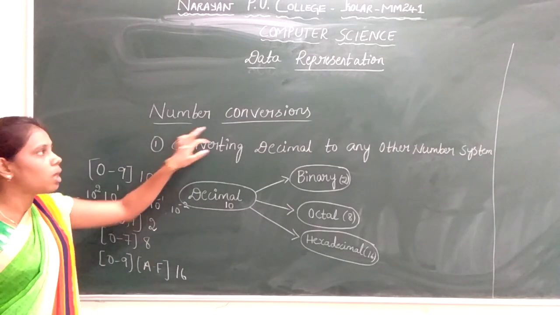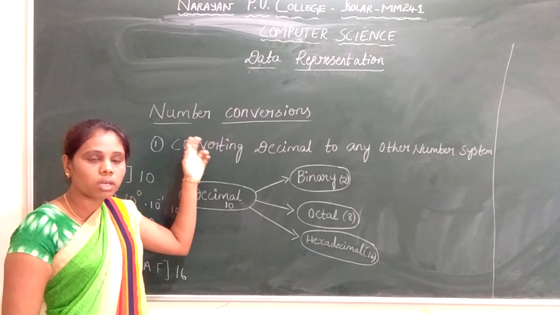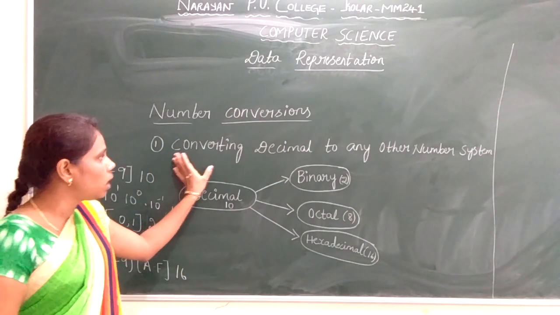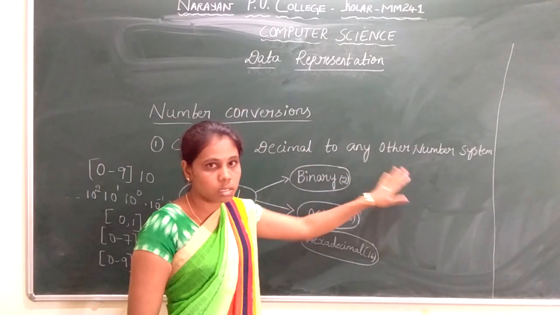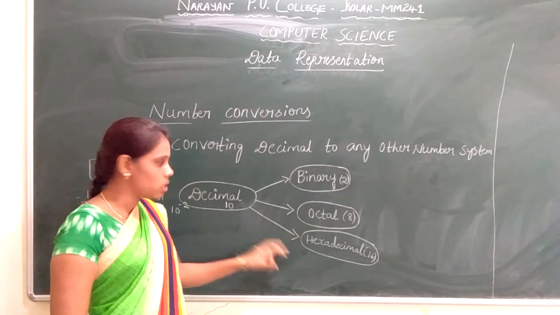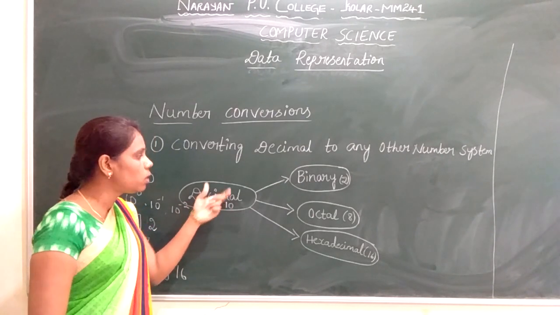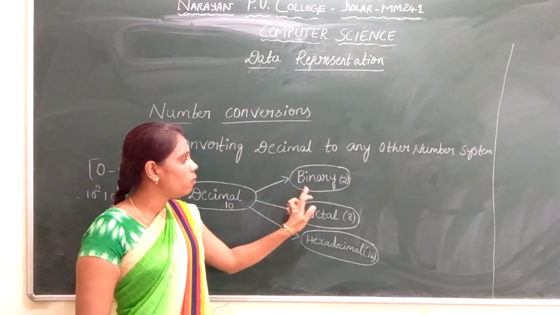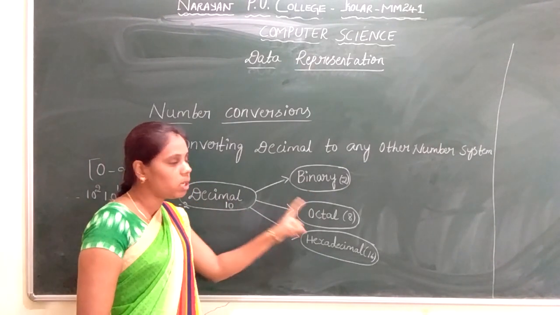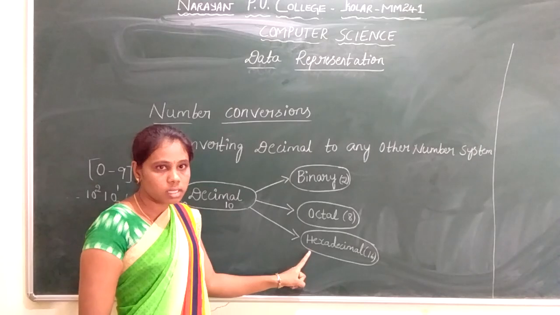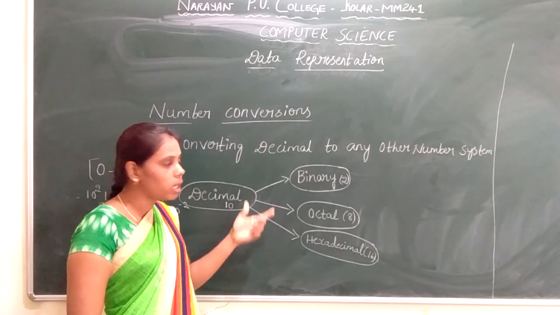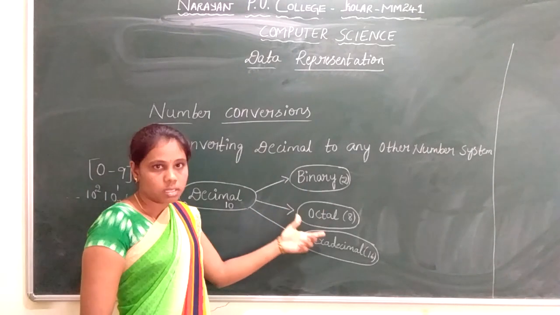Next we will see number conversions. Number conversion means we have to convert one number system to another number system. In that we study converting decimal to any other number system. Decimal to any other number system includes 3 different conversions: from the decimal number system we need to convert to the binary number system, then from decimal to octal, and decimal to hexadecimal. In all 3 conversions we need to perform division operations according to the destination base.